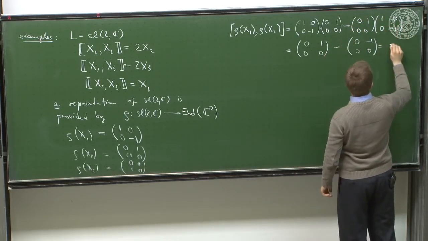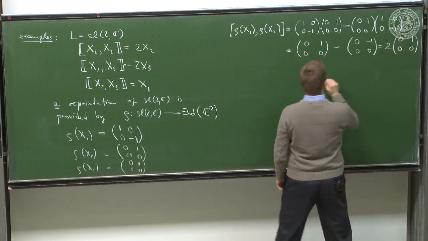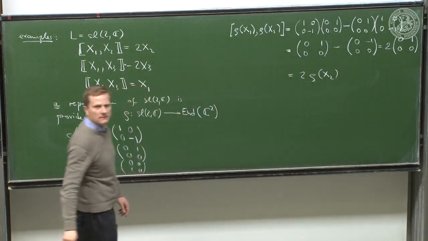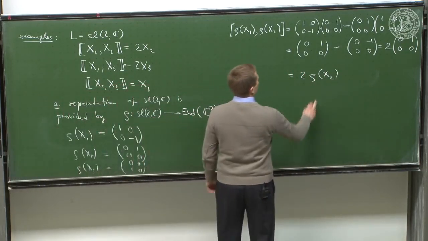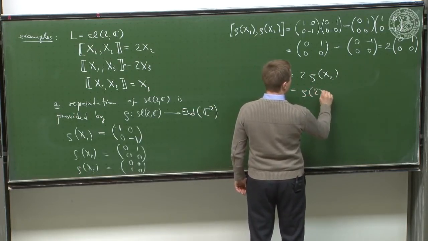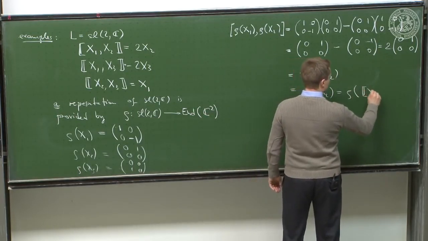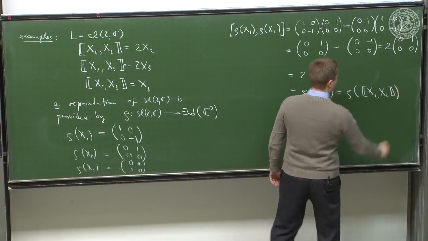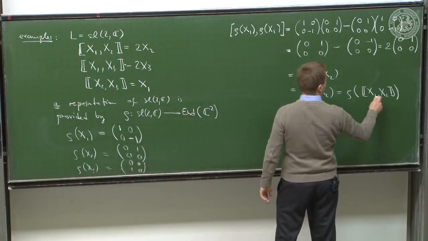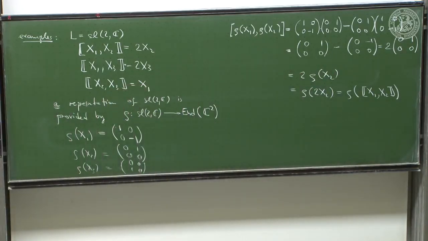So this is equal to 2 times (0, 1; 0, 0). But 2 times (0, 1; 0, 0) is 2 times rho of x2, right? And because rho is linear, this is rho of 2x2, but that is rho of the commutator of x1 with x2, because [x1, x2] is 2x2. And so we see that for the pair x1, x2, this compatibility condition is satisfied. Why?